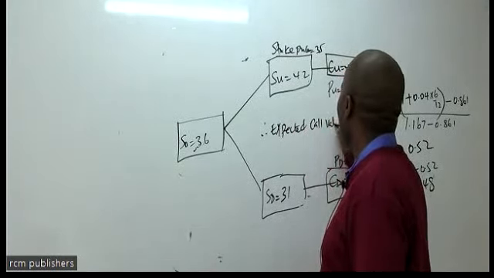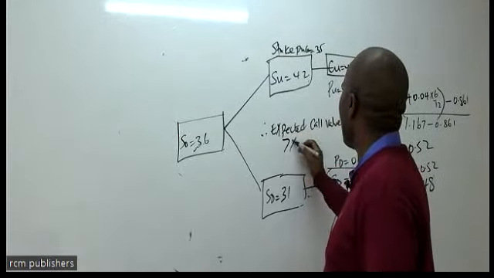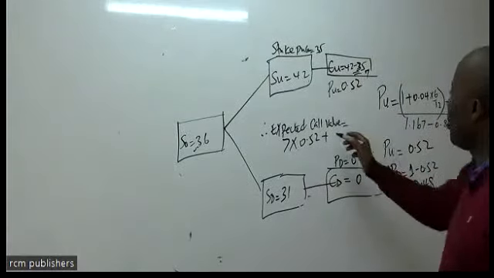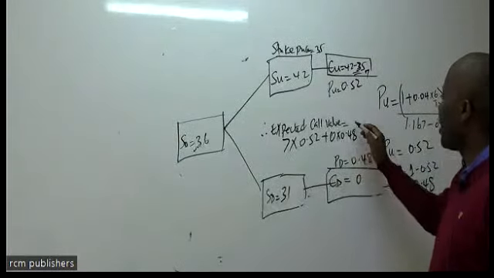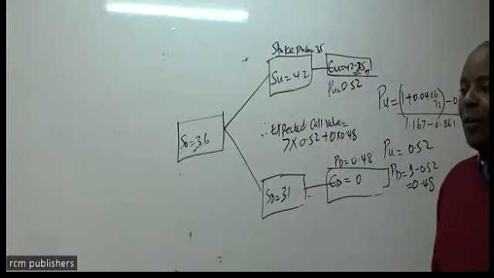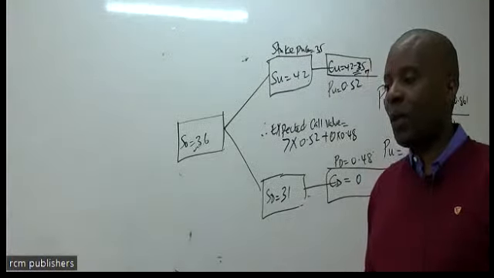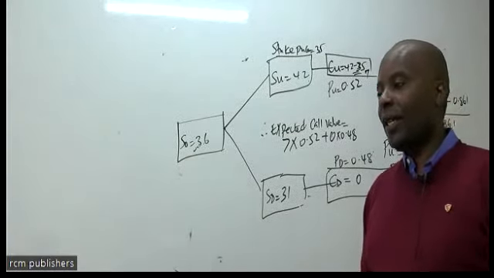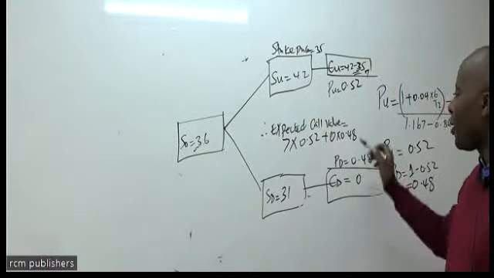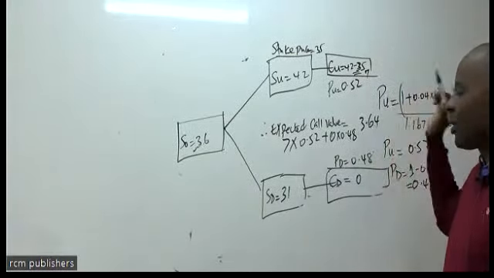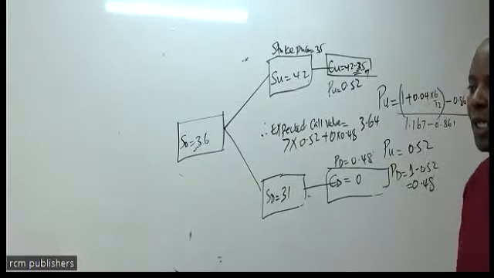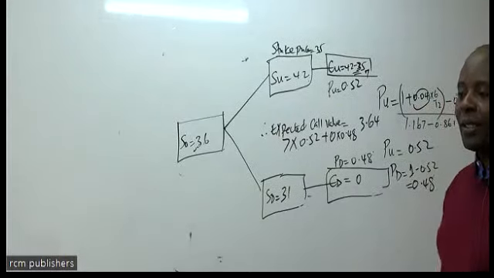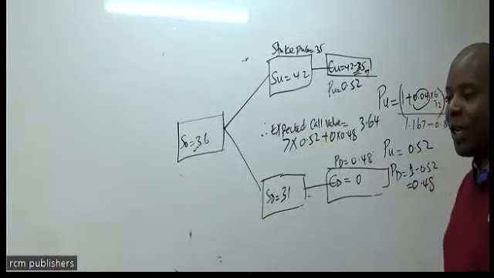call value, it will be 7 times 0.52 plus 0 times 0.48, which will end up giving me what figure, somebody there? 3.64, 3.64. So this one is 3.64. Is that okay for all of us? Is there anybody who used 0.04 inside there?